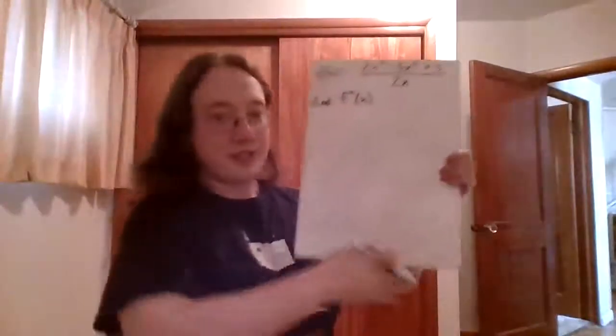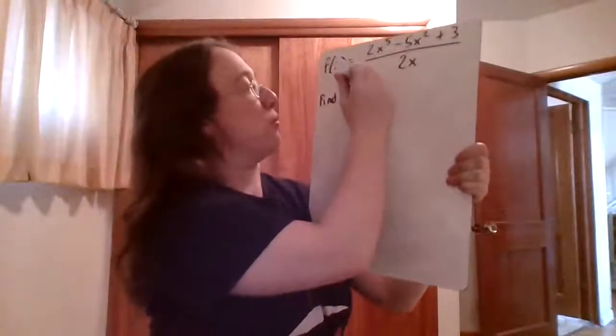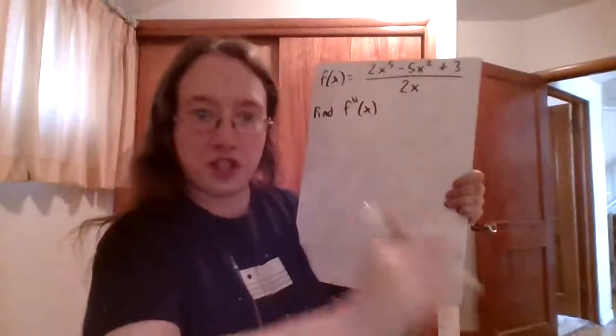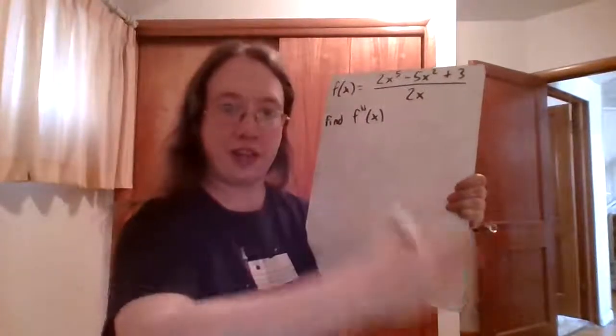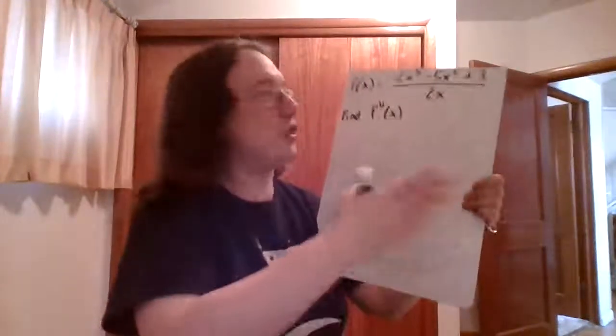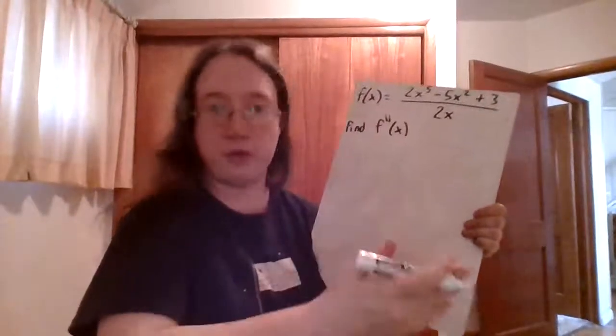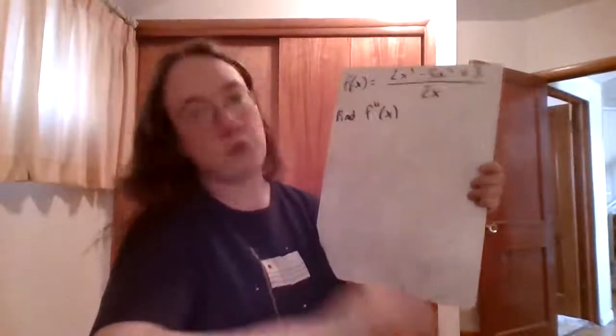Alright. Let's do one more. So let's say we want to use this one to find f double prime of x. And all that means is we're going to do it twice. So instead of finding the first derivative, we're finding the second derivative. So we're finding the derivative, and then we're finding the derivative again. And you can do that as many times as you want. You can find a third derivative, a fourth derivative, and you can just keep on doing this. We're just finding the second one.